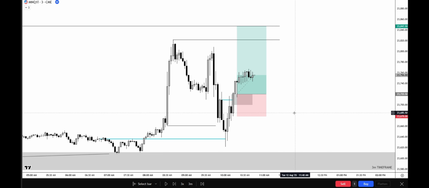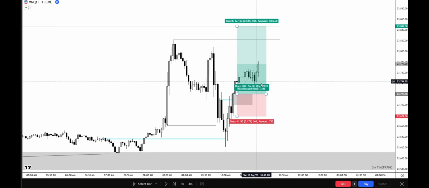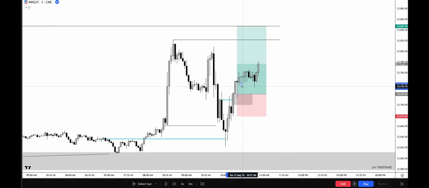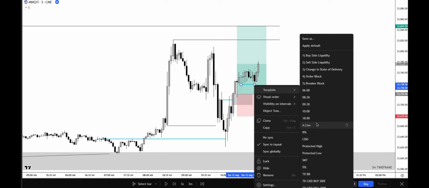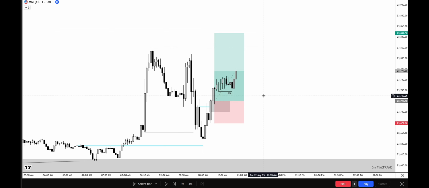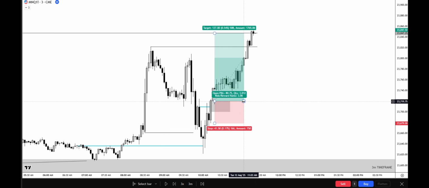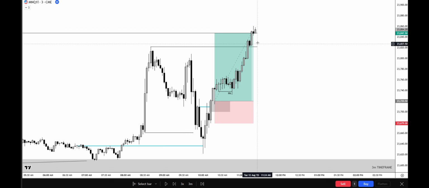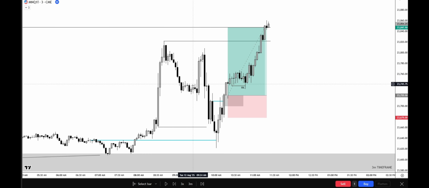Started some chop. After the chop, what we did, we swept these lows as our manipulation, internal manipulation. I can easily minimize my stop loss to this low, and I can let it run. As you can see, we eventually went towards the resting DOL. This is how you can look for a trade.